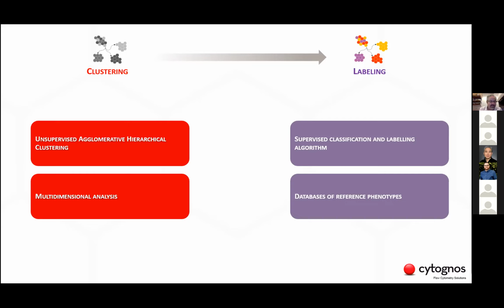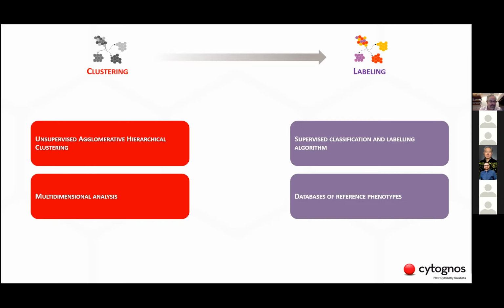So since we don't need to look at the expression of different markers to define those populations, it can be applied blindly over that kind of data. And then we can make an automatic labeling of the different clusters we obtain using a supervised algorithm that makes use of reference databases of phenotypes. And this is one of the things that most people don't understand.